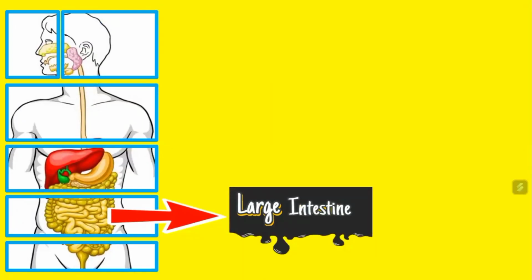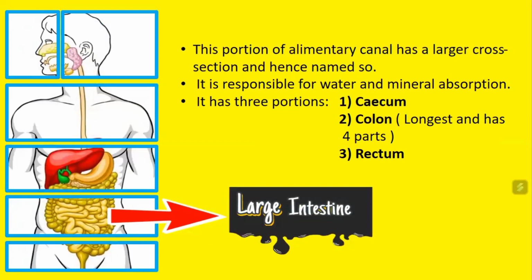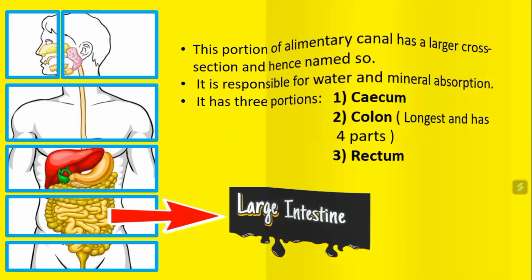Now, the small intestine opens into the large intestine. The large intestine is the portion of the alimentary canal which has the largest cross-sectional area and is named so. It is responsible for water and mineral absorption and it has three portions: cecum, colon, and rectum.